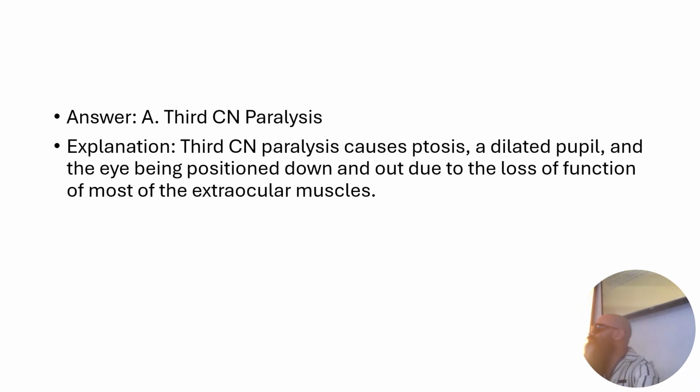What would it say if it was cranial nerve 6? How would the eye be positioned if there was a problem? Cranial nerve 6 is your abducens. So if that one's not working, if you can't abduct the eye, then it's going to be going the other way. It's going to be medially, nasally.